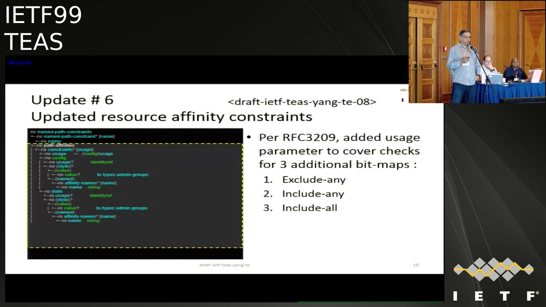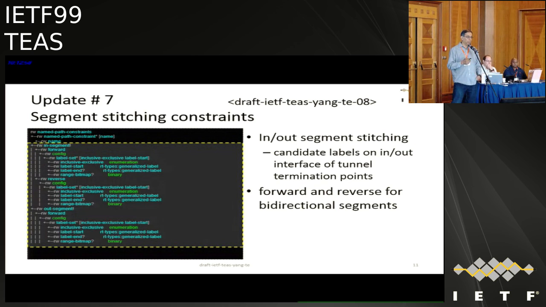There is some enhancement to the resource affinity constraints. The usage now includes exclude any and include all as well. And this is a new addition: it defines the stitching constraints, basically the in and out segment stitching for the LSPs. There is forward as well as reverse for the bidirectional segments.